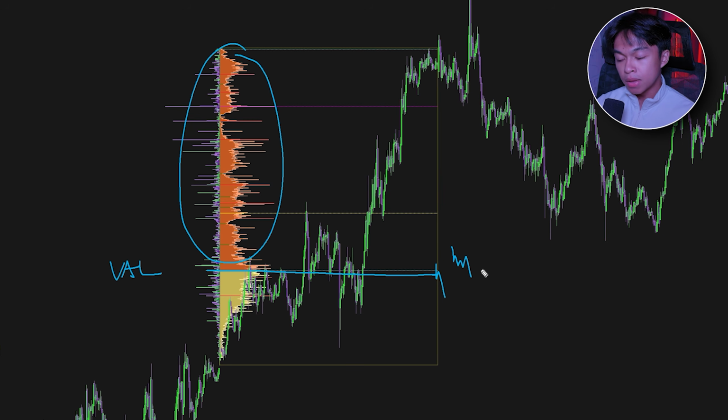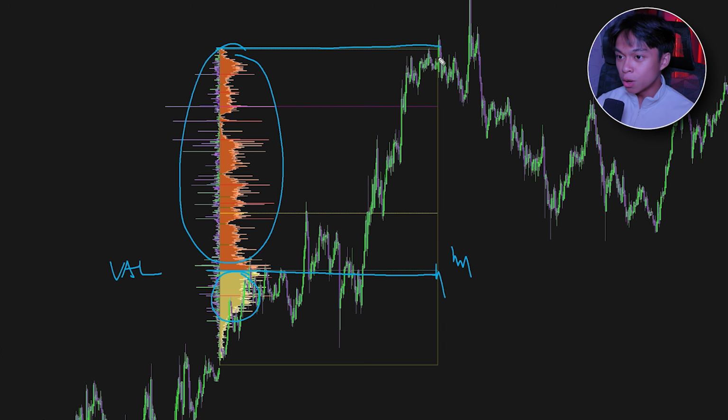So if you are a big institution that wants to buy, every time price is under the value area low, that is pretty much a discount. And every time price is above the value area high, which is all the way up here, that is pretty much a price premium where big institutions that want to sell are going to be selling in this area.